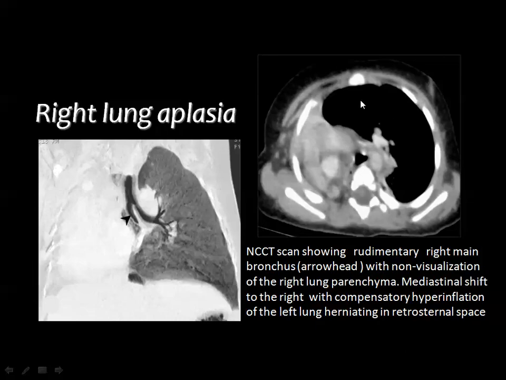It is seen crossing the mediastinal border, and the right hemithorax is occupied by the mediastinal vessels as well as the heart. In this example, you can see the trachea and the left main bronchus, which is good, showing the normal bronchi, but the right main bronchus is atretic or aplastic. As you can see, there are no bronchial divisions to the right lung.